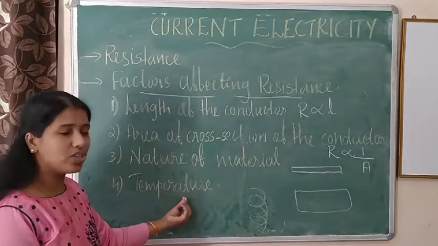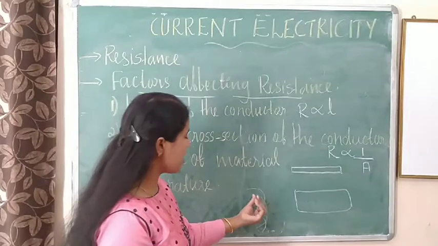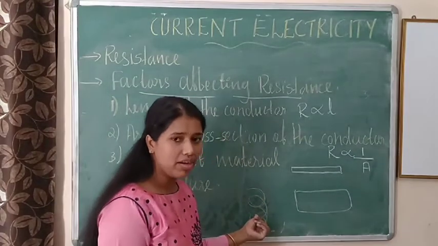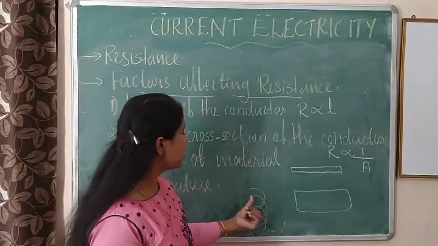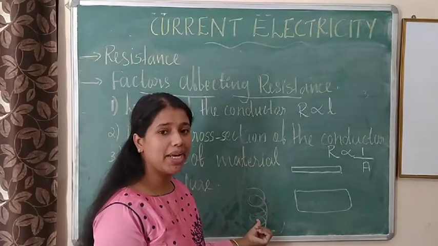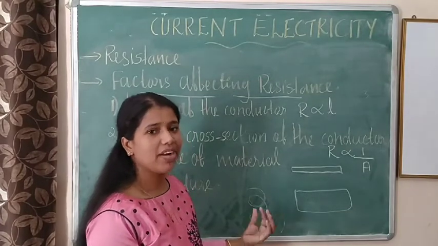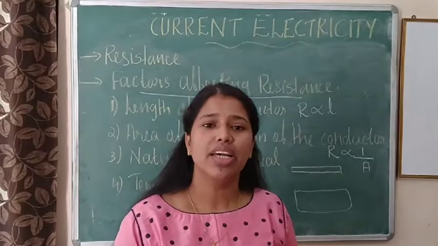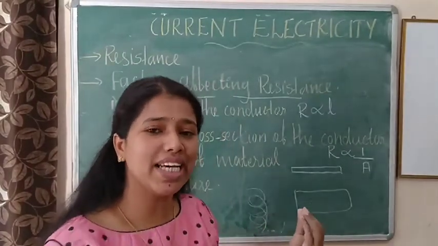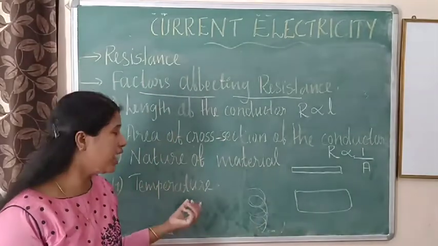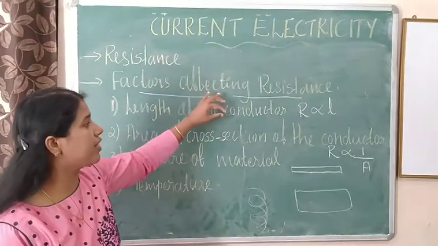Next one is temperature of the conductor. Same example: in a heater we use nichrome. Current cannot pass easily, it takes time, and so the heat increases and the temperature increases. These are the factors affecting resistance.